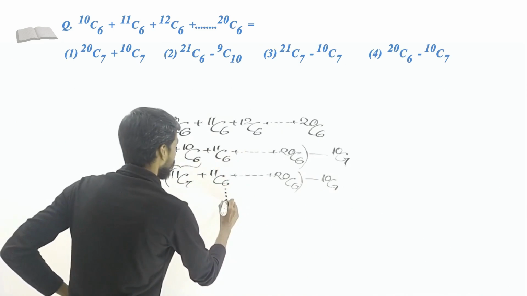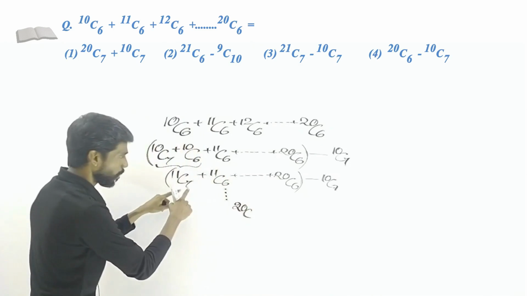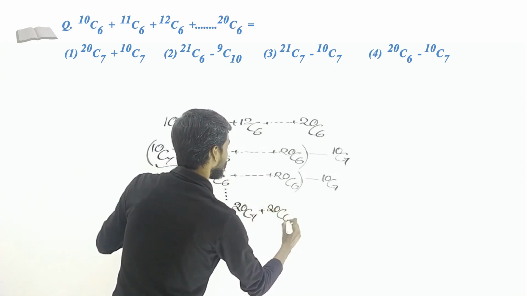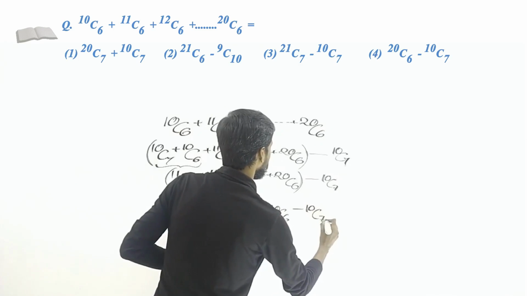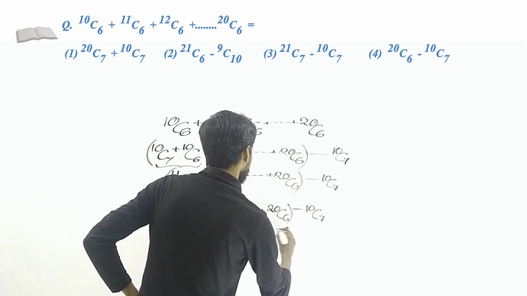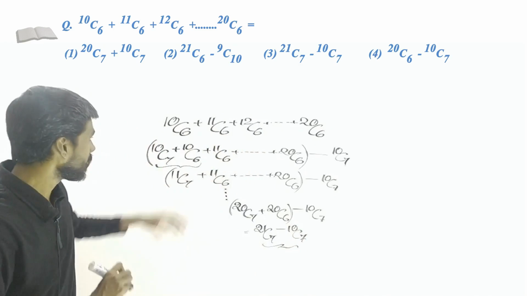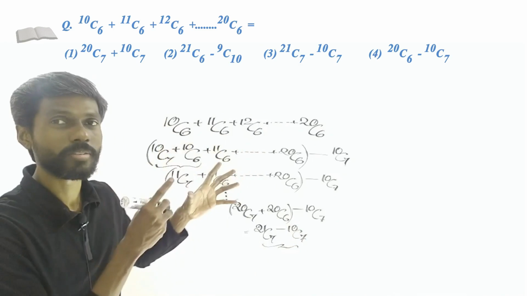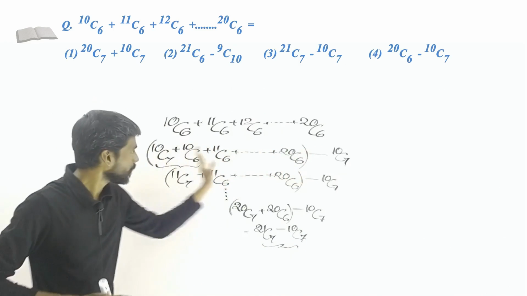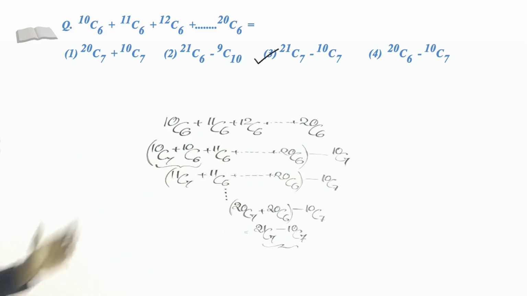Finally, if you add up to this term, that will become 20C7, since the lower value is one more than 6, that is 7. So 20C7 plus 20C6 minus 10C7 gives 21C7 minus 10C7. So that is the answer. We have to adjust these terms so that it matches our formula nCr plus nCr+1. We add this term and subtract that term, so that all these terms add up to 21C7 minus 10C7.